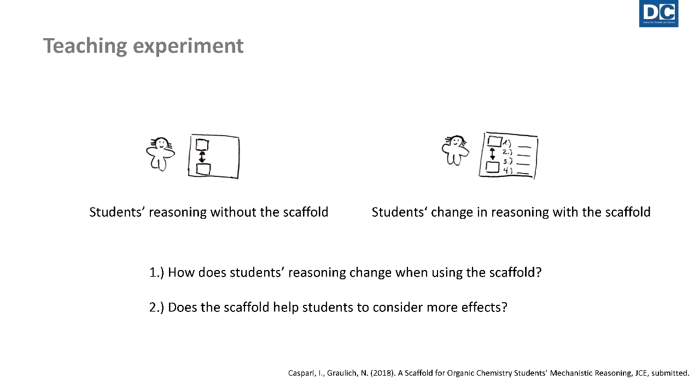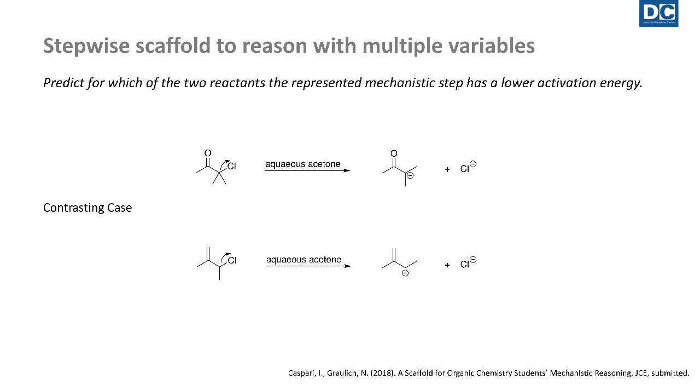So does the scaffold actually help students to consider more effects, and how does the reasoning change when using a scaffold? So we have again the same problems as in our large qualitative study. Here's again our contrasting case, and when we think about multiple variables, you can see that we have different structural differences in here. For example, the carbonyl group and the alkenyl group are two differences between the reactants, and then in the first reactant we have two methyl groups versus one methyl group, and these structural differences can have an effect on the change.